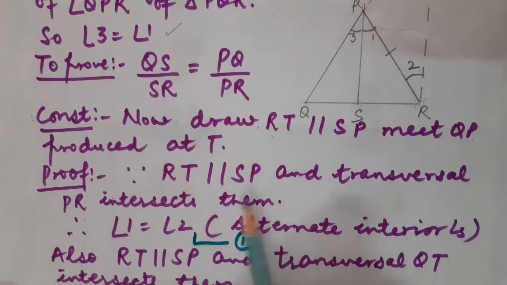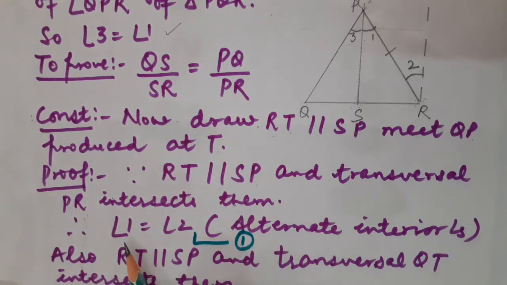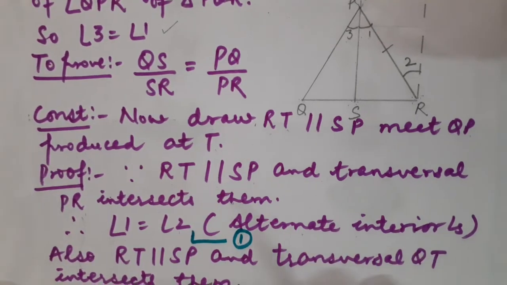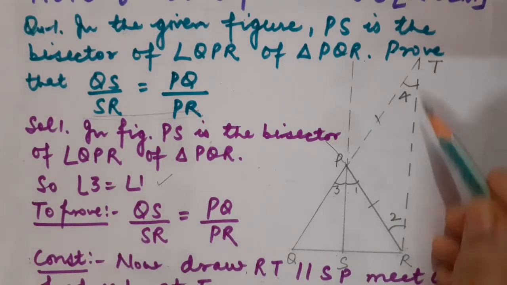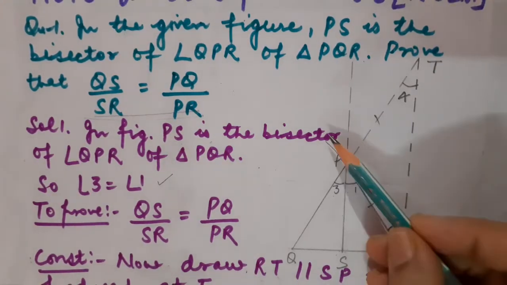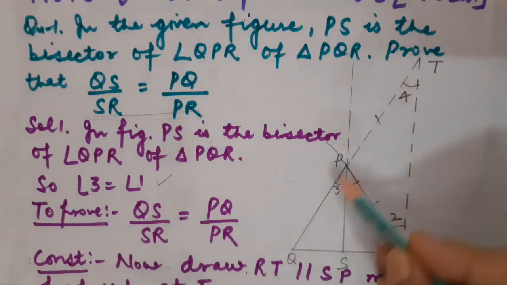So the same thing is written as: RT is parallel to SP and transversal PR intersects them. Then we can say that angle 1 is equal to angle 2 because they both are alternate interior angles. Correct? Now let us take this condition once again. As SP and RT both are parallel, one transversal was PR. Correct? Can you guess which one will be the other transversal? Correct. QT will be the other transversal.